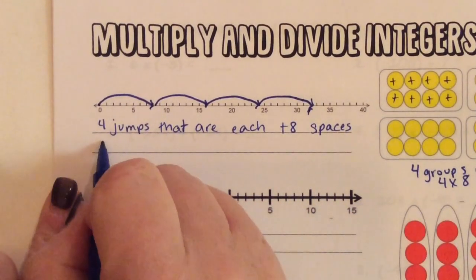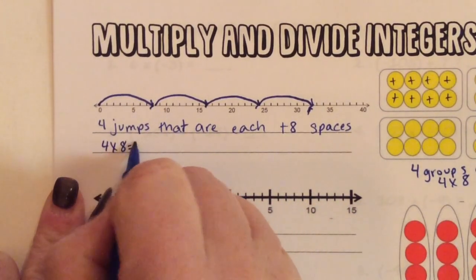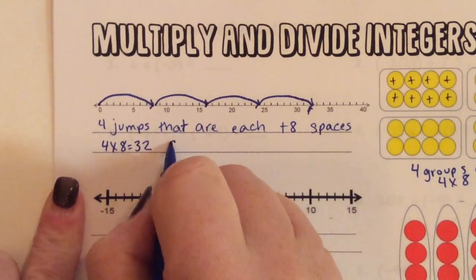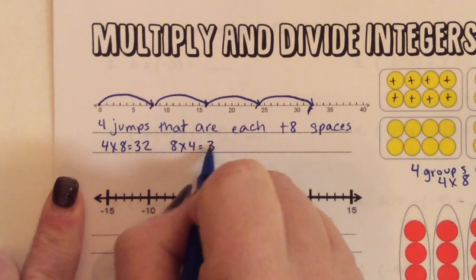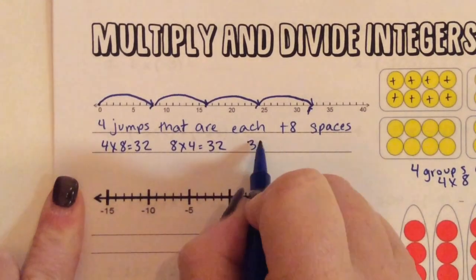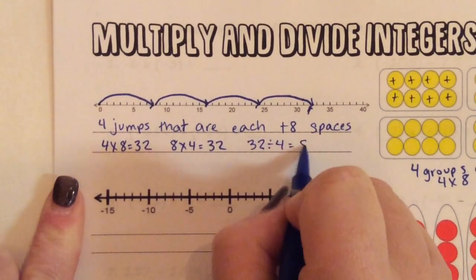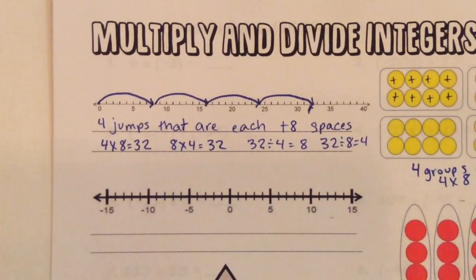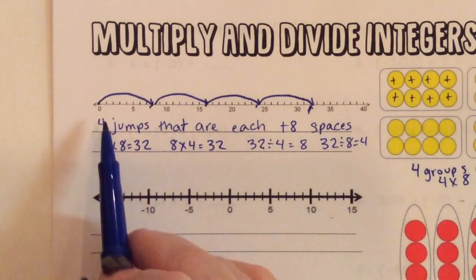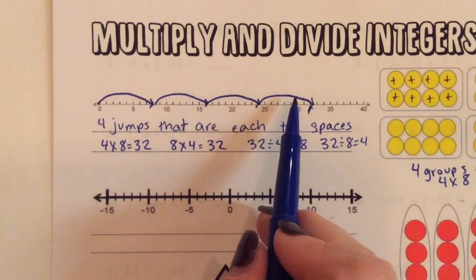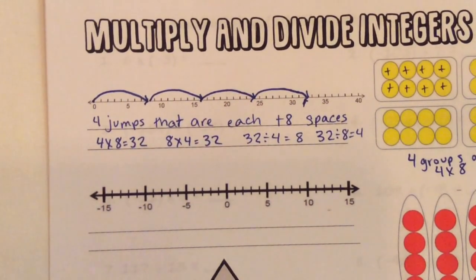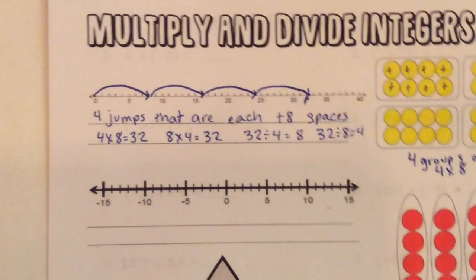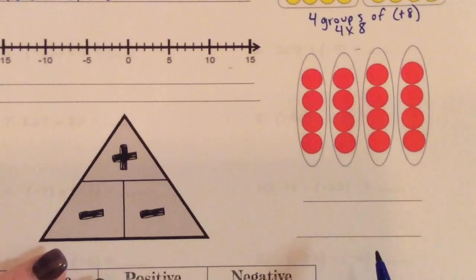Now, you could also write that. You could write it as 4 times 8 is 32. You could write it as 8 times 4 is 32. You could also write this as 32 divided by 4 is 8, and 32 divided by 8 is 4. Okay, these are all, remember, fact families from elementary. So if I look at it, I can look at how many jumps there are. That's one of your factors. The other factor is how big each jump is and the direction of it. Okay? It's pretty easy when it's positive. The negative ones might get a little trickier for you.